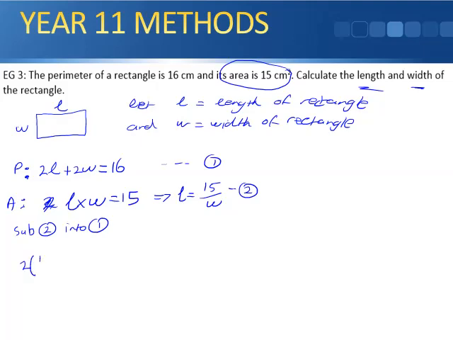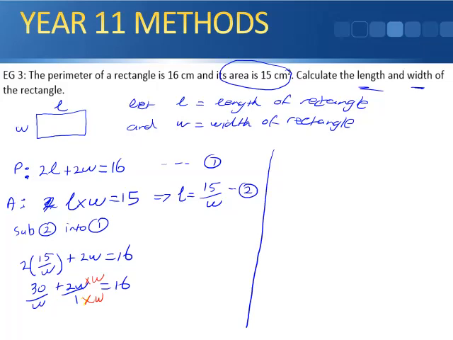So I get 2 times 15 over W, plus my 2W equals 16. So that means I've got 30 over W plus 2W equals 16. Now remember, this is over 1. So really, to work this one out, I'm going to have to multiply this one. I'll get a different color. I'll get it red. I'll have to multiply this one by W and this one by W to get it to the same denominator, or else that's not going to work. I'm running out of room, so I'm just going to draw a line down here, and I'll do it over here.